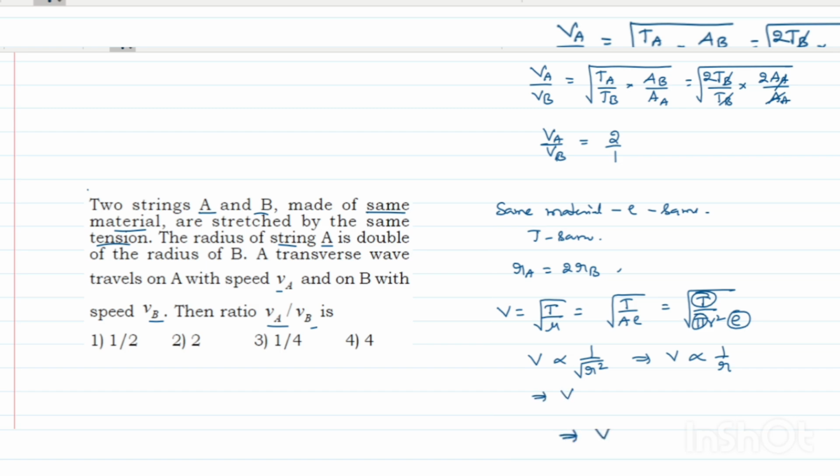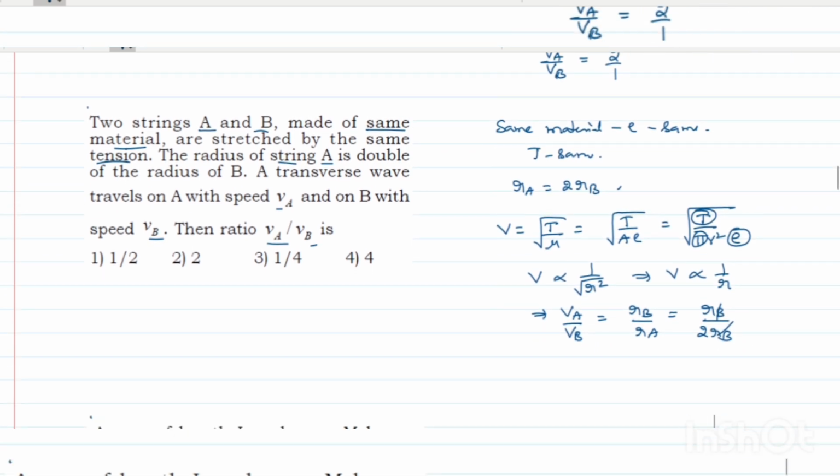That's nothing but the velocity of A by the velocity of B, which will be equal to the radius of B by the radius of A. So radius of B by radius of A, which is given as 2 times the radius of B. So radius of B gets cancelled, and the velocity of A to the velocity of B will be 1 is to 2. So here 1 by 2 is the correct answer.